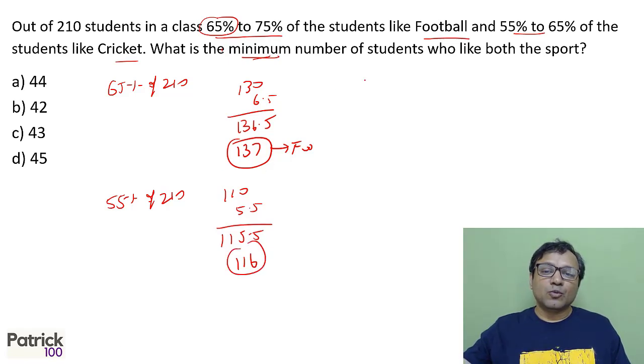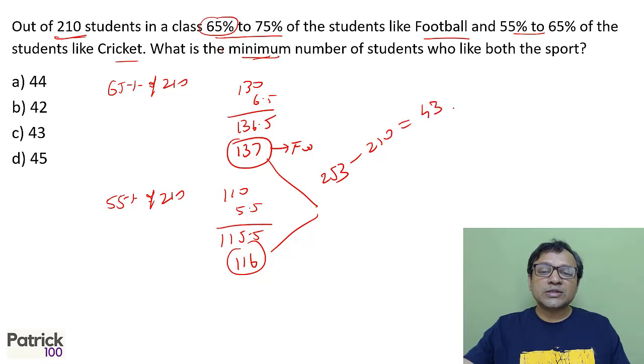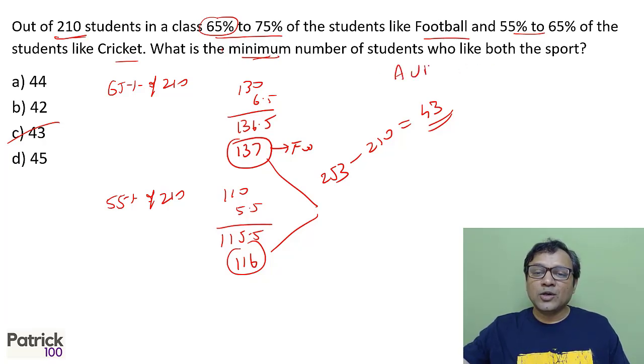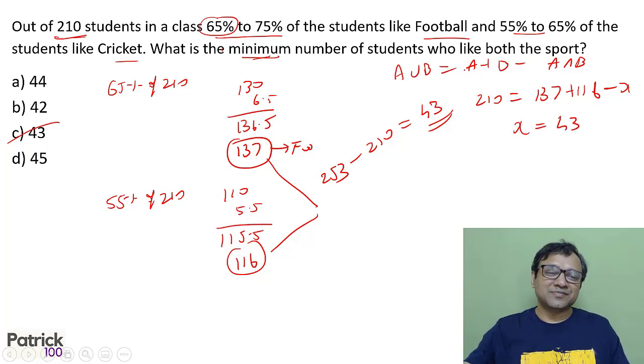Right? So who likes both sports? If you add up the numbers for the two sports, it becomes 253. Subtract 210, and you will realize 43 students like both. You can use the formula: A union B is A plus B minus A intersection B. So 210 equals 137 plus 116 minus the people who like both. Even with this, you get X as 43. That will be the answer, option C.